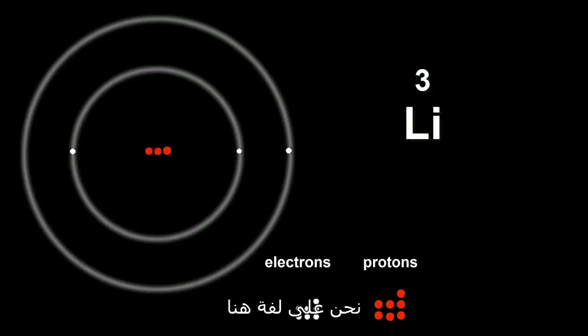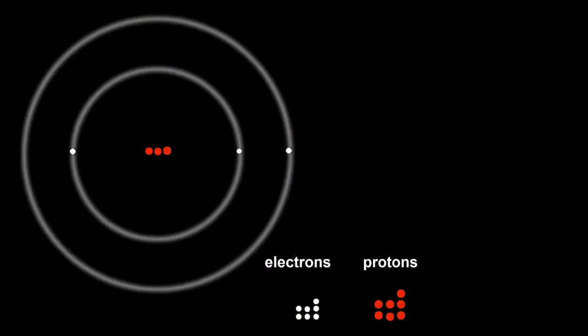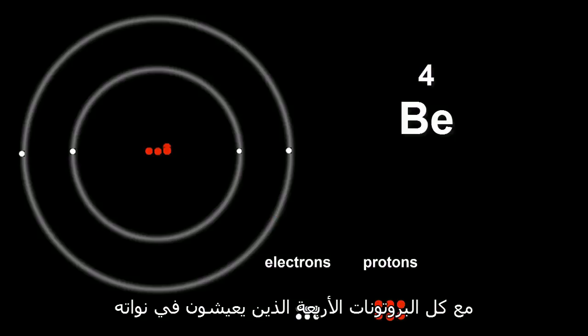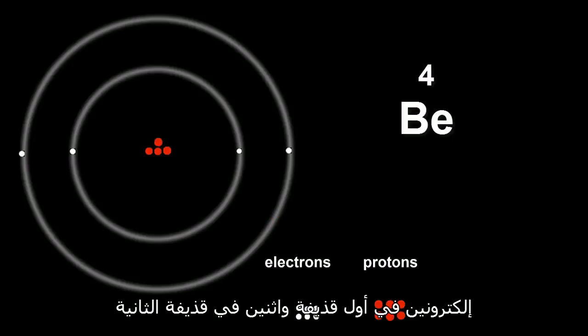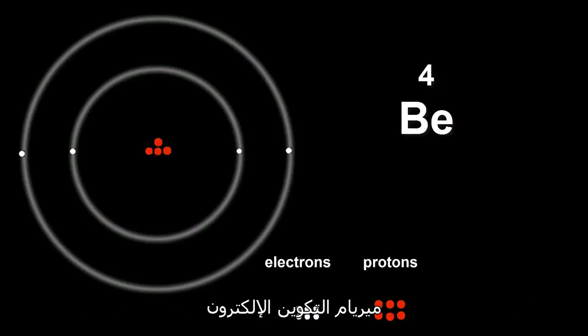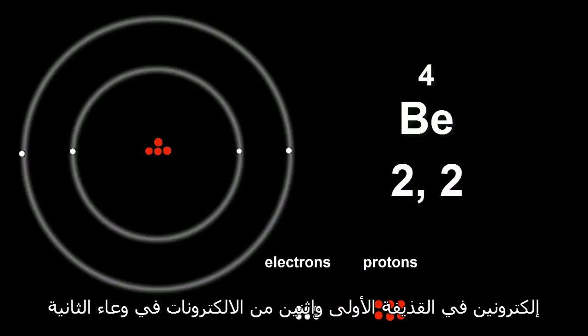We're on a roll here. What is atom number 4, and how many protons and electrons does it have, and where do they live? Did you say beryllium, with 4 protons and 4 electrons? With all 4 protons living in its nucleus, 2 electrons in its first shell, and 2 in its second shell. If so, you can move to grade 11 in high school. Beryllium's electron configuration is 2, 2. 2 electrons in the first shell and 2 electrons in the second shell.